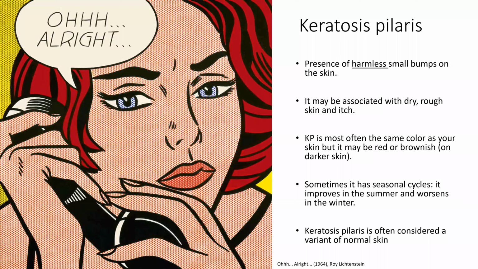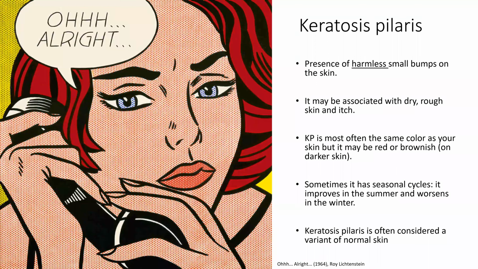It's often associated with dry and rough skin, and KP is more likely to be itchy than other skin surfaces. It's most often the same color as your skin, but as I said, it can be red or brownish a little bit. This is not necessarily a sign of inflammation. So it's not a sign that there's something happening underneath.